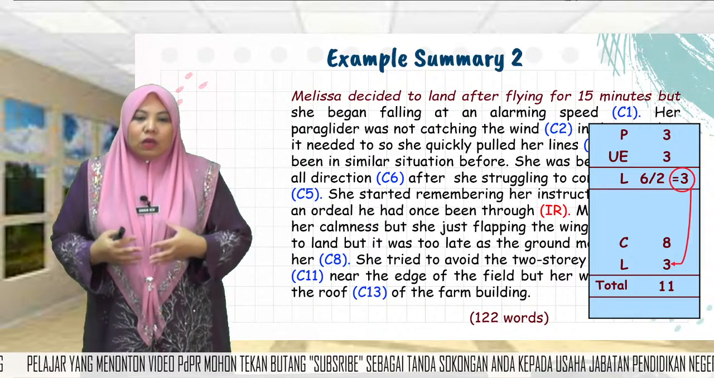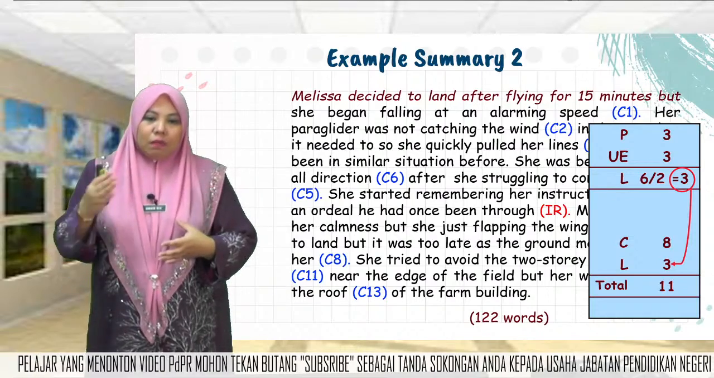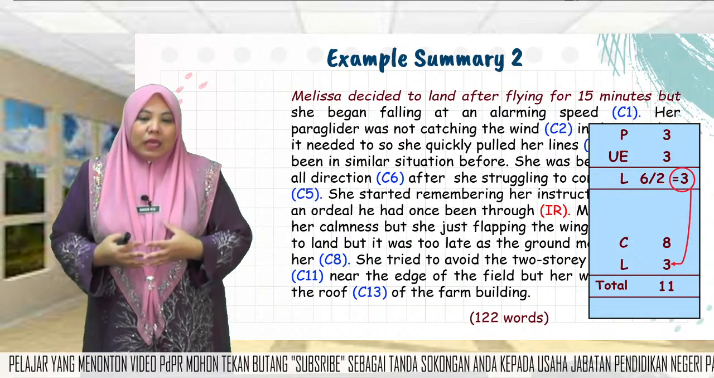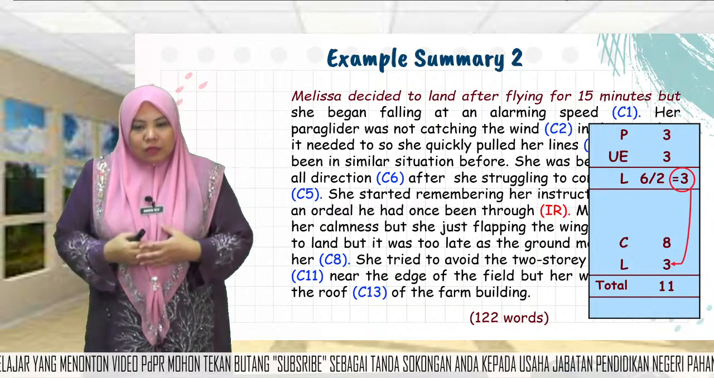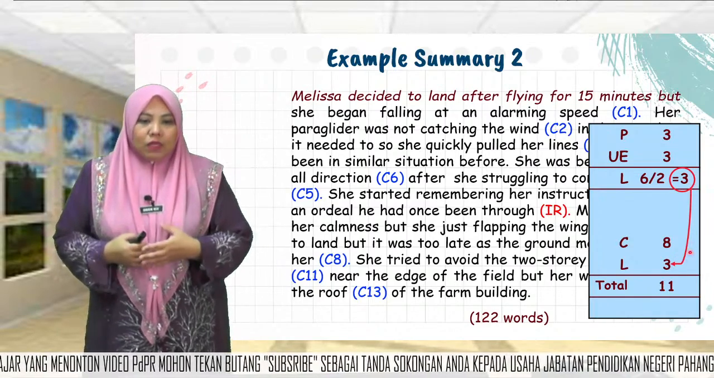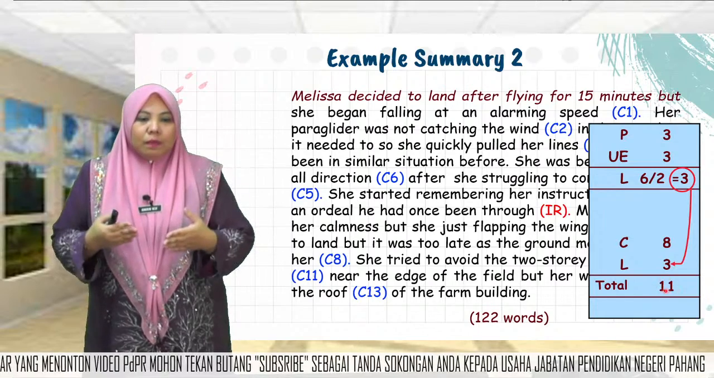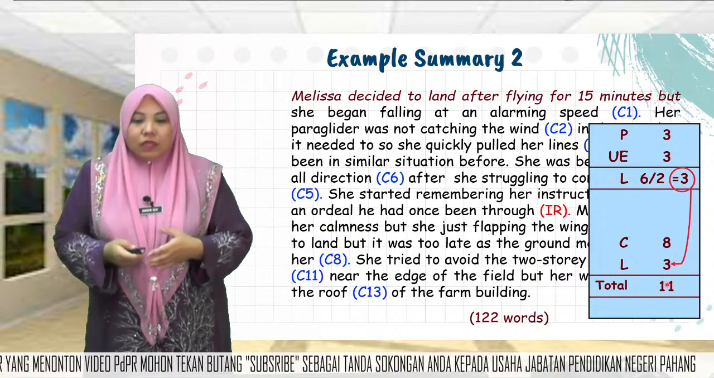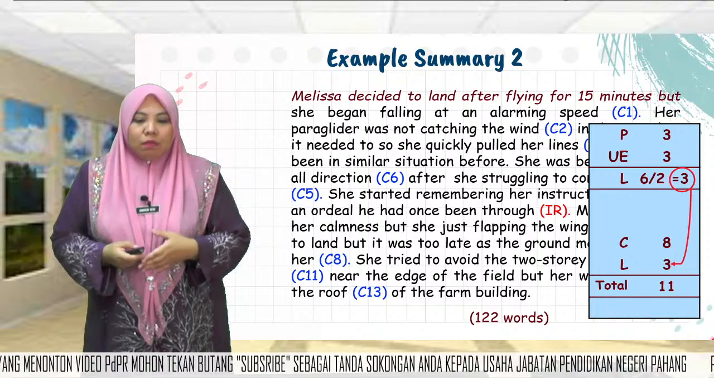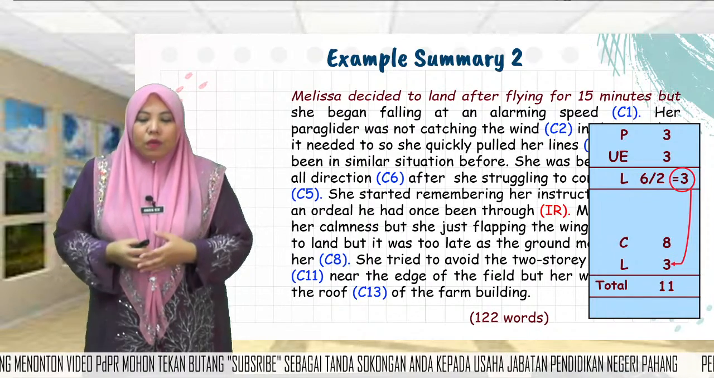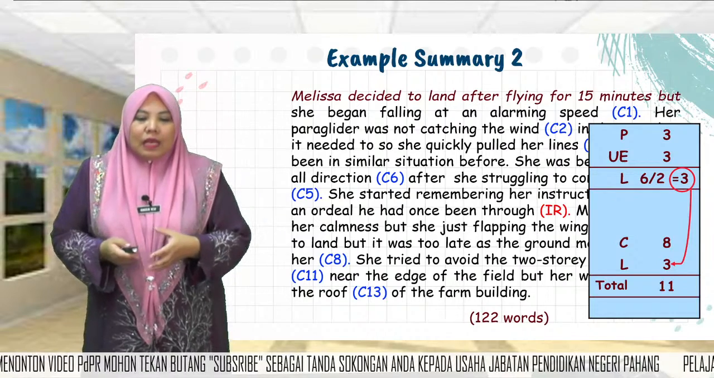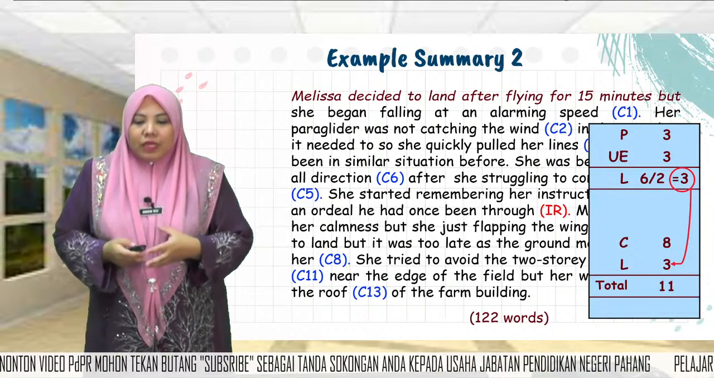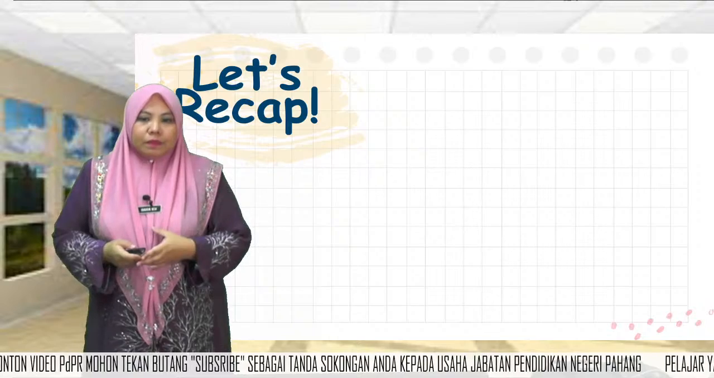Okay, and the content points, if we count again from the beginning, there is only 8 content points. So if you calculate 8 plus 3, it will become 11. So 11 out of 15. Okay, so that will be the marks. Now, you have seen how a summary is written. Let's do a little bit of recap of what you have learned today.